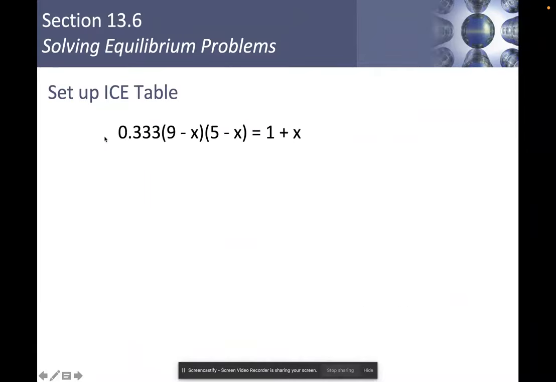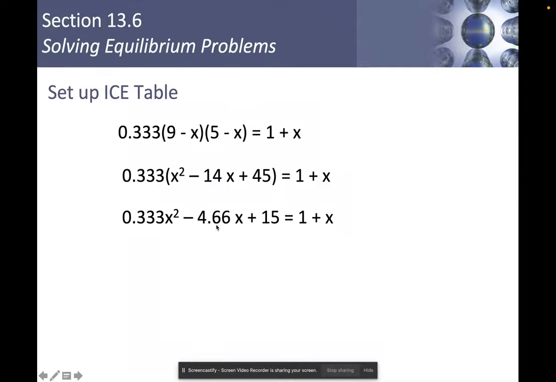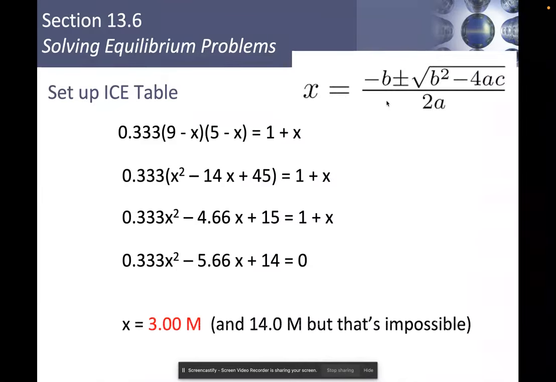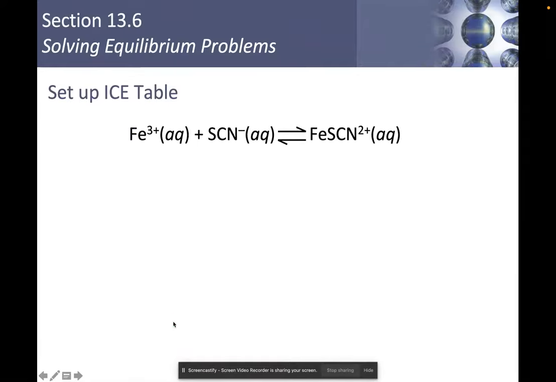So 0.33 times this, I need to FOIL it, equals 1 plus x. This is FOILed out. I can multiply everything by 0.33 on this side of the equation. And now all I have to do is subtract 1, subtract x, and now I have 0 on that side. Now, once I have that, I have to use the quadratic equation again, everybody's little nightmare, in order to get what x is. And so again, I'm going to be given two roots. So 3 is possible, 14 is not, because again, I would end up with a negative value. Now, that is not what it asked me to find. It asked me to find something else.